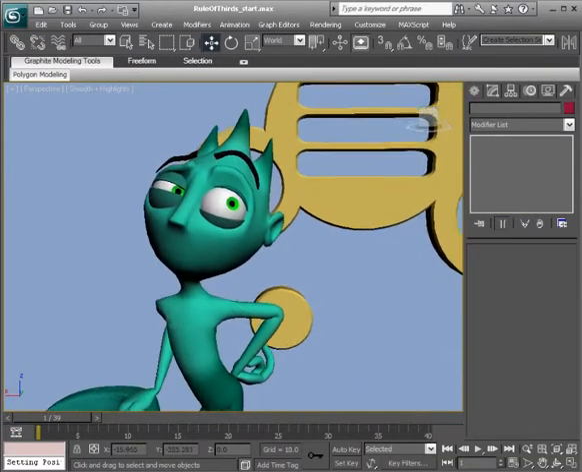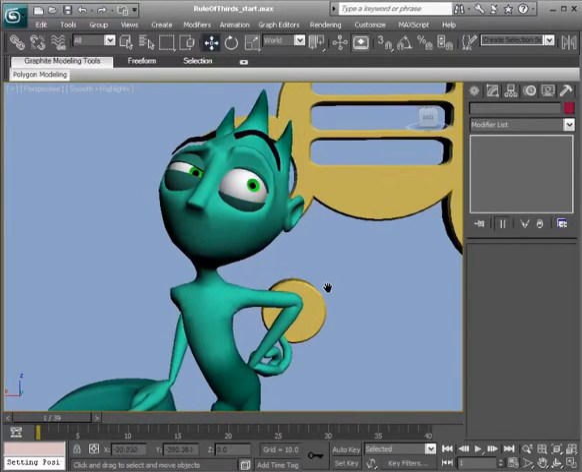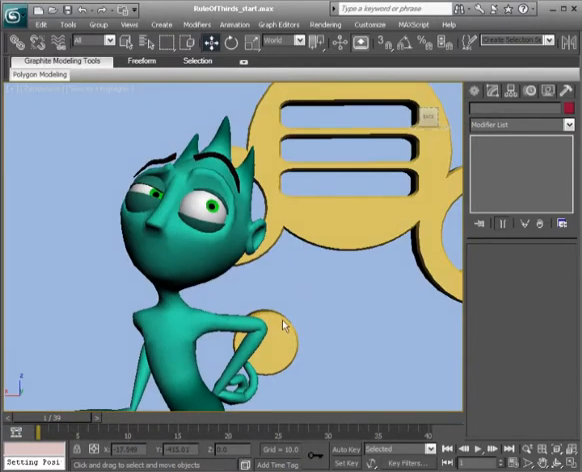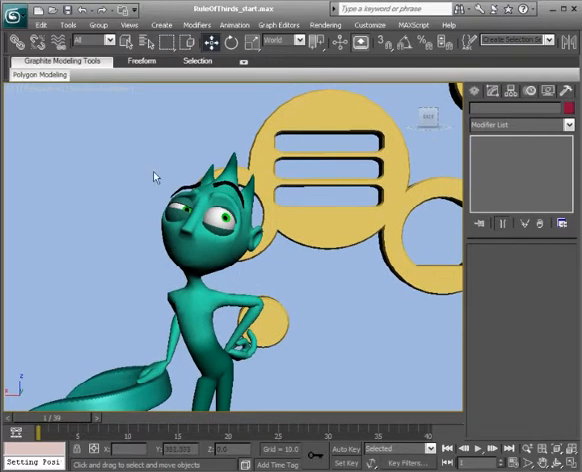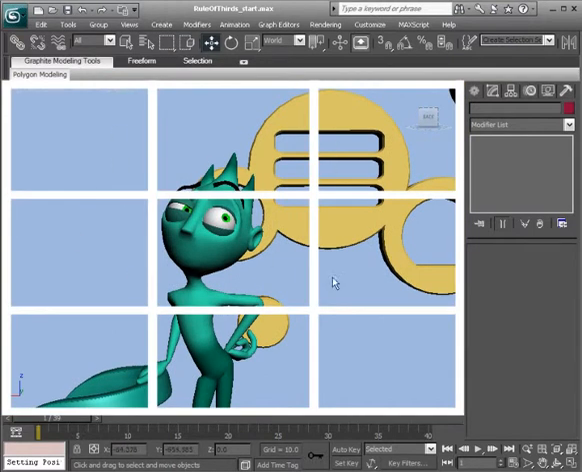Should we have the character centered or maybe a little bit over to the side? What would be the best angle to capture this character from? Now, this is where the rule of thirds comes into play. And here's how it works. Imagine if we were to take this screen and break it into thirds horizontally and vertically.